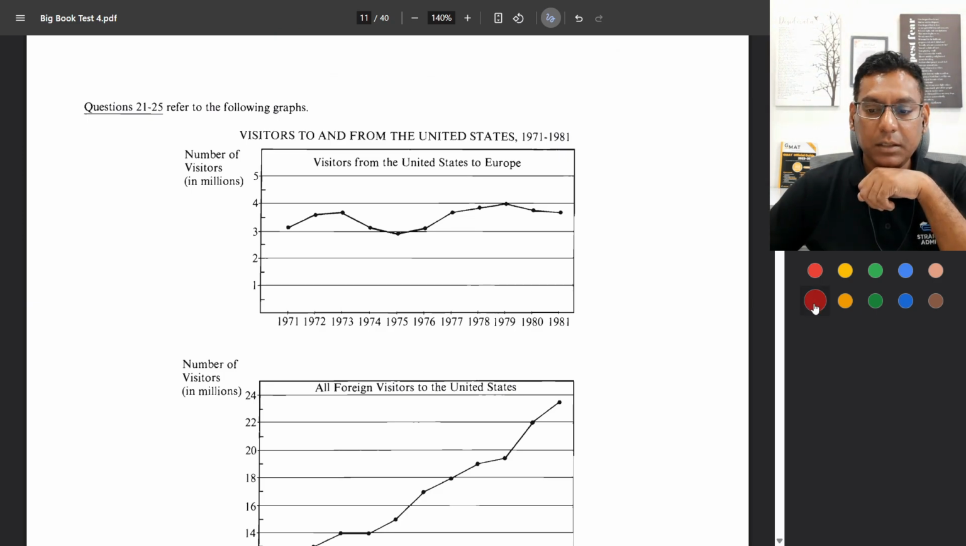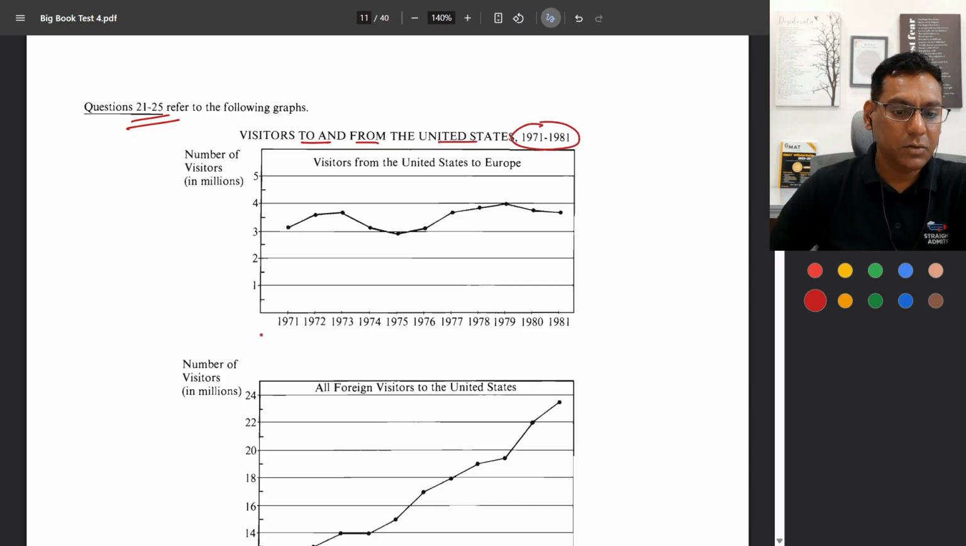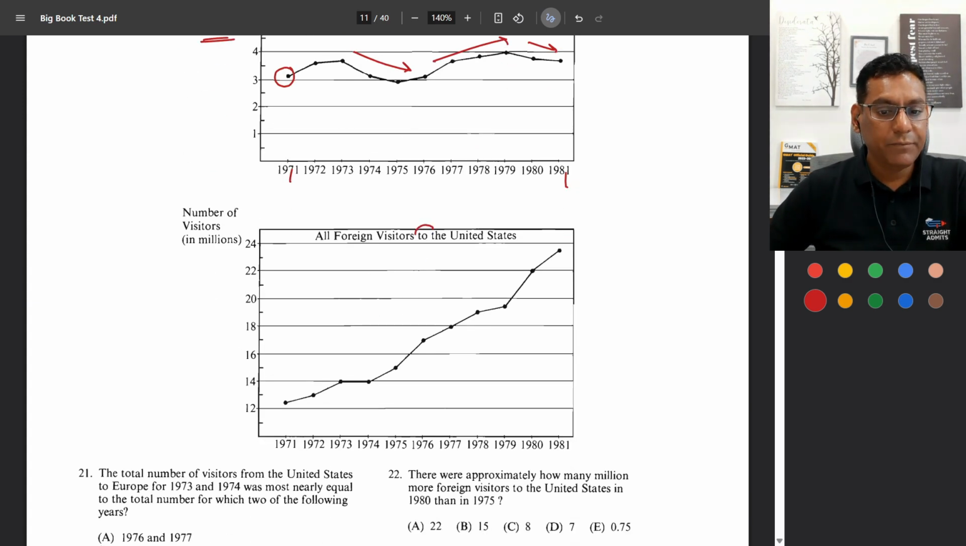Let's look at the graph questions. Questions 21 to 25. Visitors to and from the US in these years, 1971 to 1981. Number of visitors from the US to Europe. In 1971, 3.2 million visitors went to Europe from the US. It went down for some years, again went up, then went down. This is from the US, and this is all foreign visitors to the US. Number of visitors in millions again.